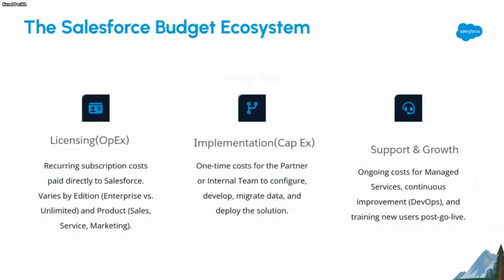Now, how does the Salesforce budget work, or how does the overall ecosystem work? For any platform in the Salesforce ecosystem, let that be your CRM, Service Cloud, Marketing Cloud, Loyalty Cloud, Personalization, Data Cloud, whatever the platform may be, the pricing model has 3 components. One is the licensing or the OPEX.